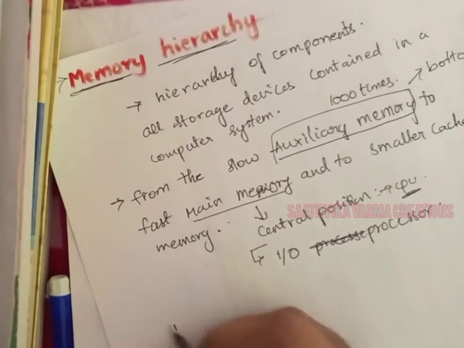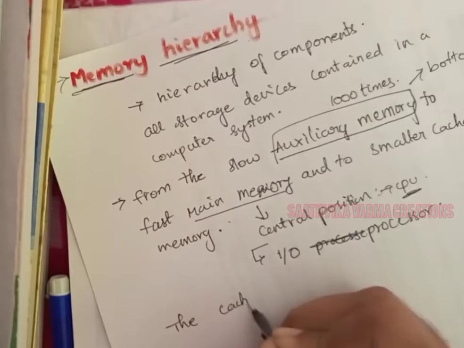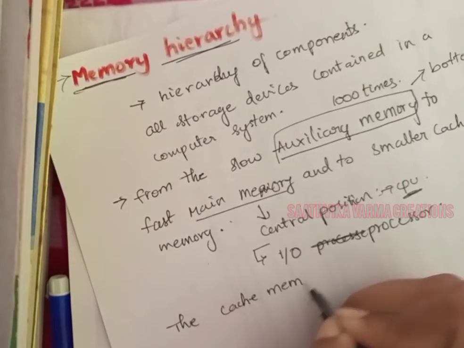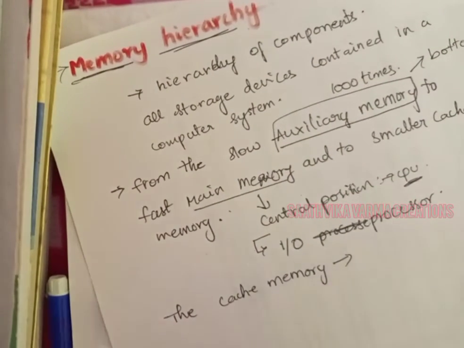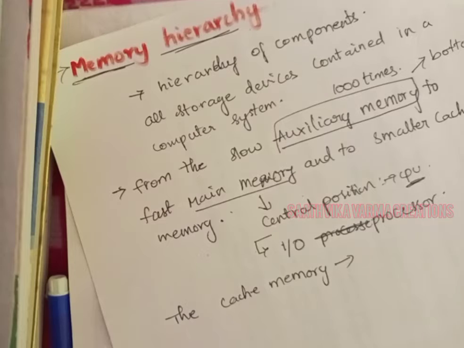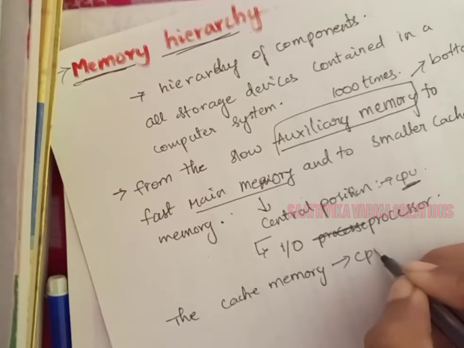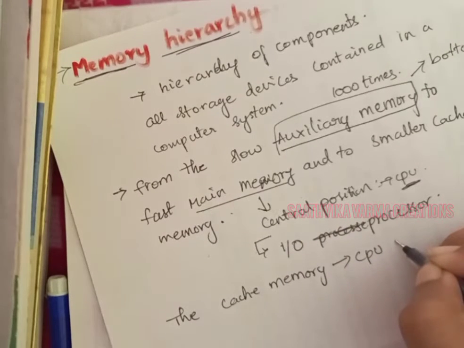The cache memory is used to store program data which is currently being executed by the CPU. The approximate access time ratio between cache memory and main memory is 1 to 7 to 10.